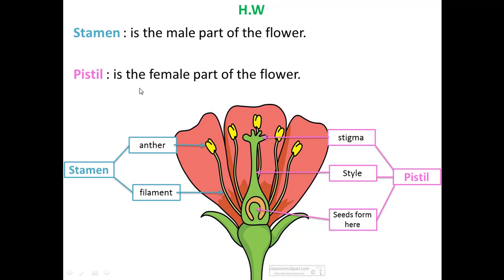Pistil is the female part of the flower. Stamen is the male part of the flower, and pistil is the female part of the flower.